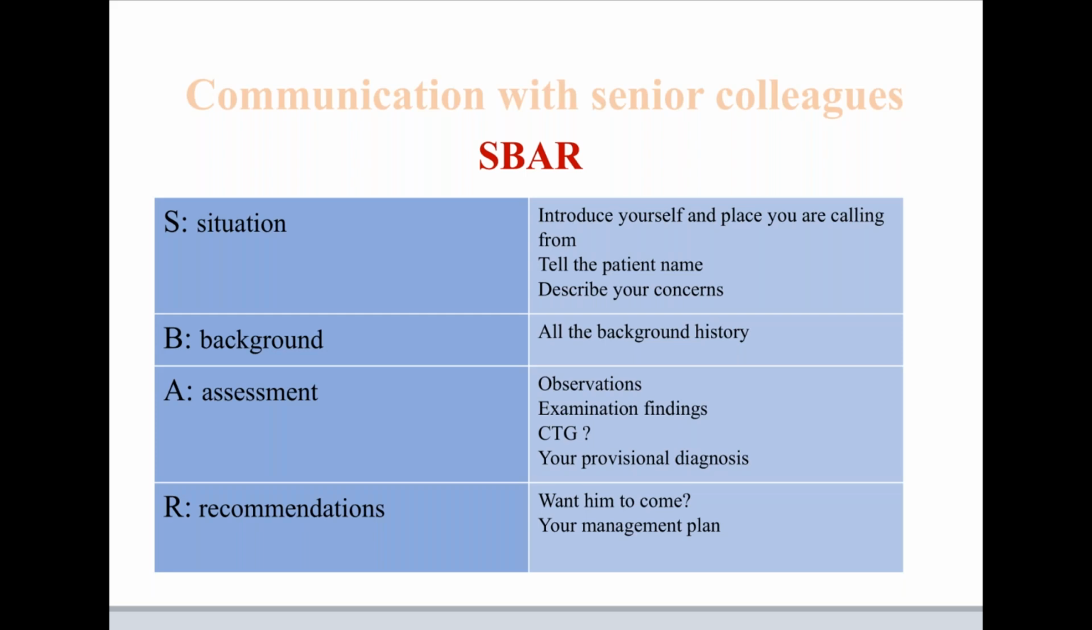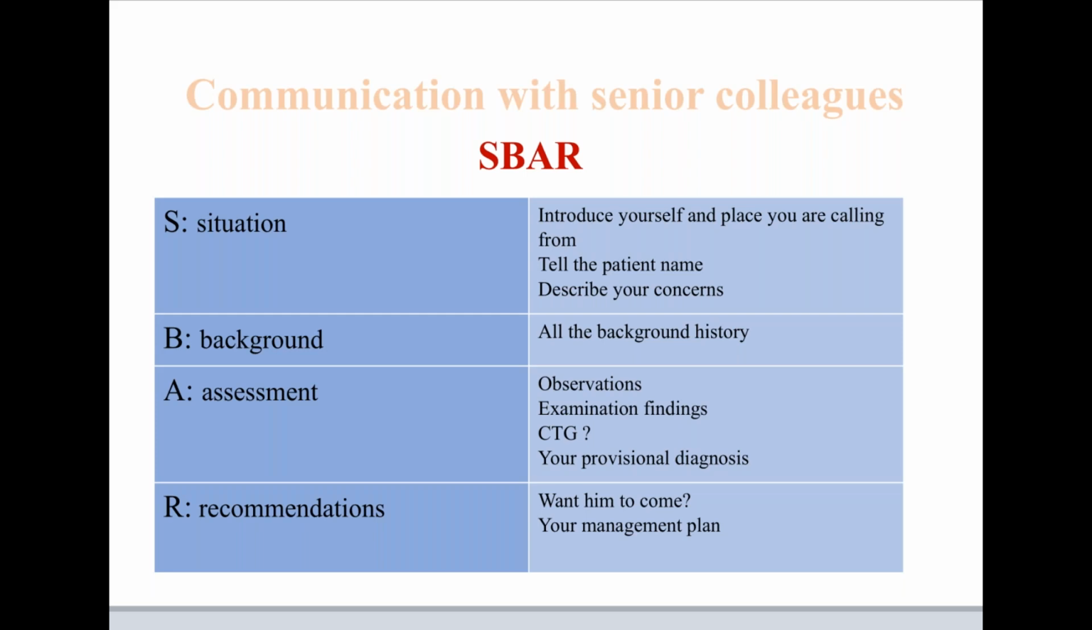Hello, I'm Nisreen. I'm the registrar on call today in the labor ward, and I'm calling you regarding a patient called Sarah June. She is laboring in room 3 now, and she has developed massive PPH. She lost about 2 liters of blood, and that's why I'm concerned. On her background history, she is like that, and my assessment is her observations. Observations means the vital signs. Okay, her observations are stable.